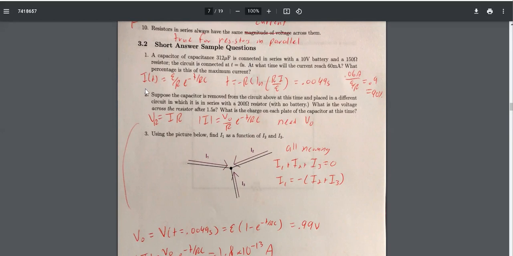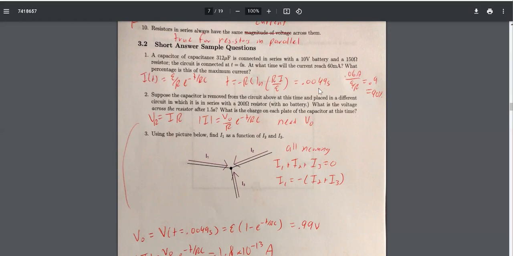Okay, so this is just using the equations that we have here. We know for a charging capacitor, which is what this is because it's in series with a battery, that the current has this form. It's the EMF of the battery divided by the resistance times e to the minus time over the resistance times the capacitance.